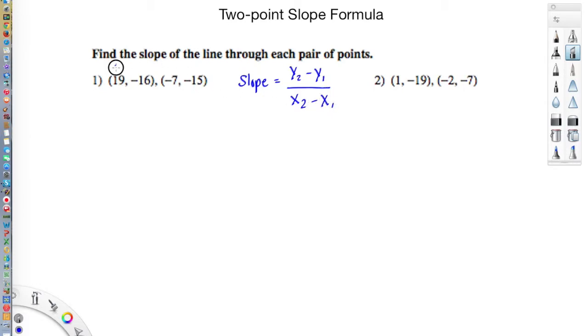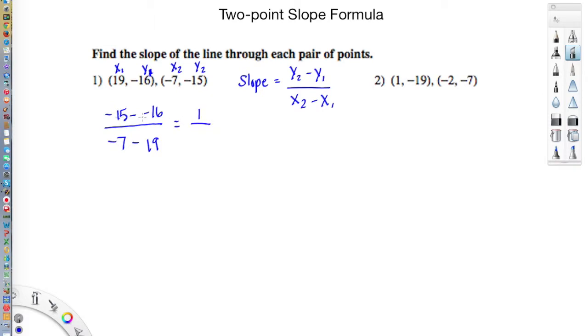So for example, this would be my first x value, this would be my first y value. This would be my second x value, this would be my second y value. So I would take y sub 2, which is negative 15, and subtract my first y value, which is negative 16, and then divide that by my second x value, which is negative 7, subtract my first x value, which is 19. When I subtract a negative, I'm really adding, which would leave me with a positive 1.